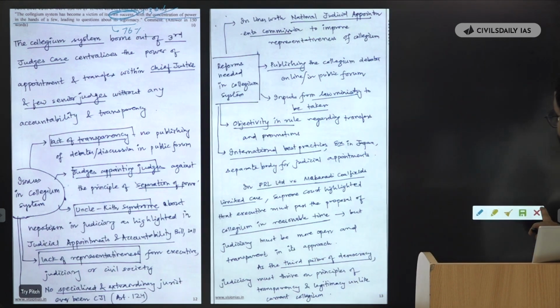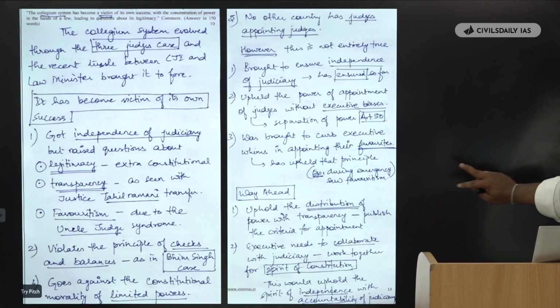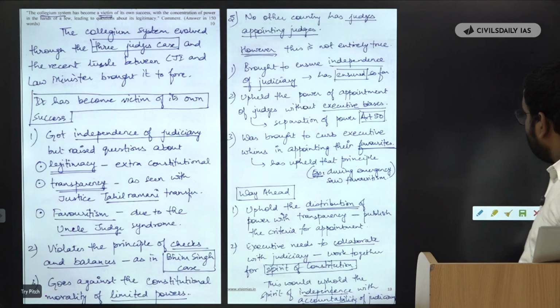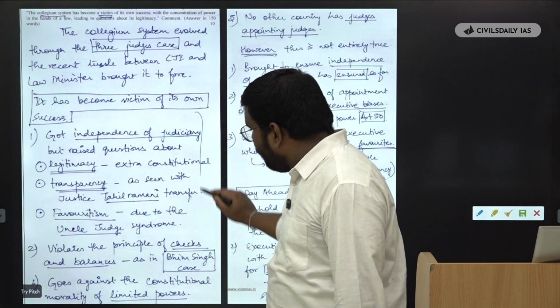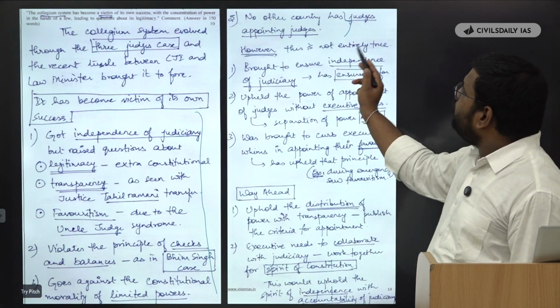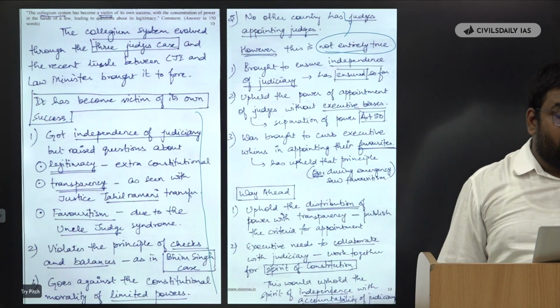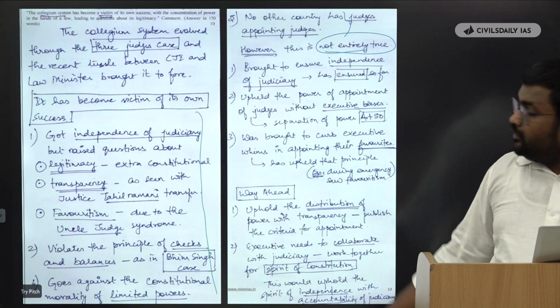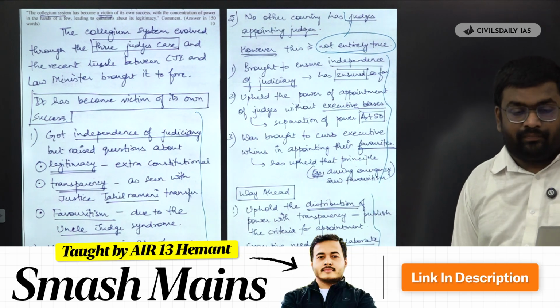But if you see the answer of Aditya Srivastava, here it has become victim of its own success. He has highlighted the issues in 5 points, and then the counter argument, that it is not entirely true. Okay, that is 30%. And then he has given way forward.